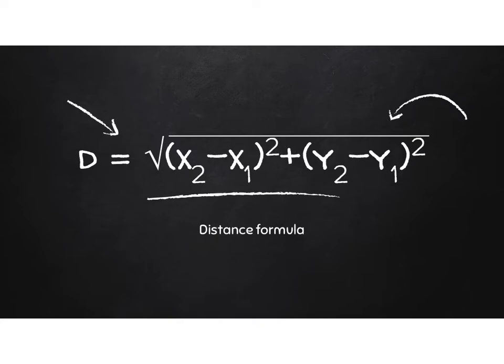What we found on that last slide was that d squared equals change in x, or x2 minus x1 squared, plus our change in y, y2 minus y1 squared. But instead of having d squared, we just want the distance. We don't want the distance squared, so we need to square root both sides. And that's truly where our distance formula comes from.